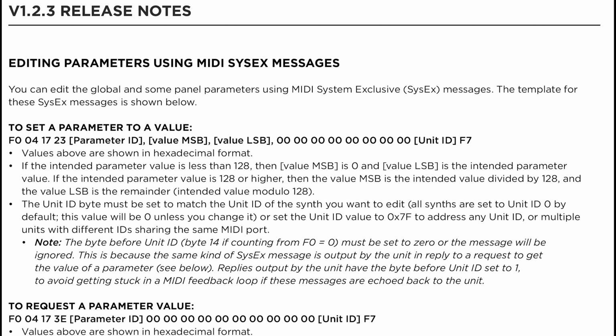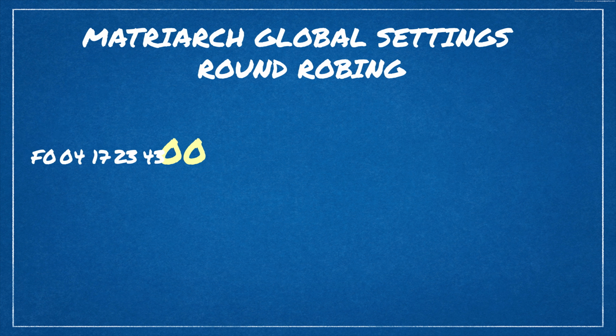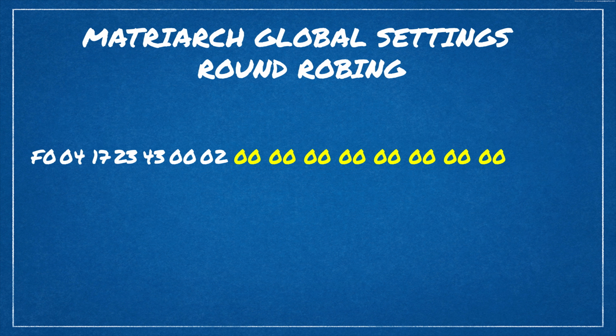Now that's pretty much it. Moog tells us in the manual that we need 8 pairs of double zeros after our LSB value, so let's add those in. So now we've got F0, 04, 17, 23, 43, 00, 02, 00, 00, 00, 00, 00, 00, 00, 00, F7. And we're done.